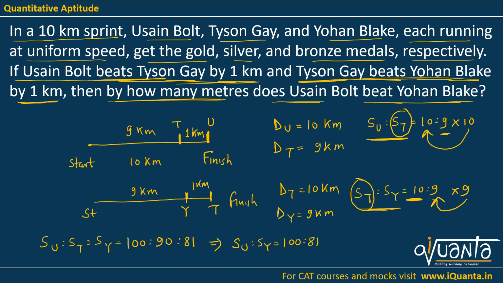So now I have the ratio of speed of Usain Bolt and Johan Blake. I can say that in a race of 100 kilometers, Usain Bolt would beat Johan Blake by 19 kilometers, because the difference between 100 and 81 is 19 kilometers. So by how much will Usain Bolt beat Johan Blake in a race of 10 kilometers? We'll divide the ratios by 10. It would become 10:8.1. The difference between these two is 1.9 kilometers. We were asked the answer in meters, 1900 meters. This would be our answer.